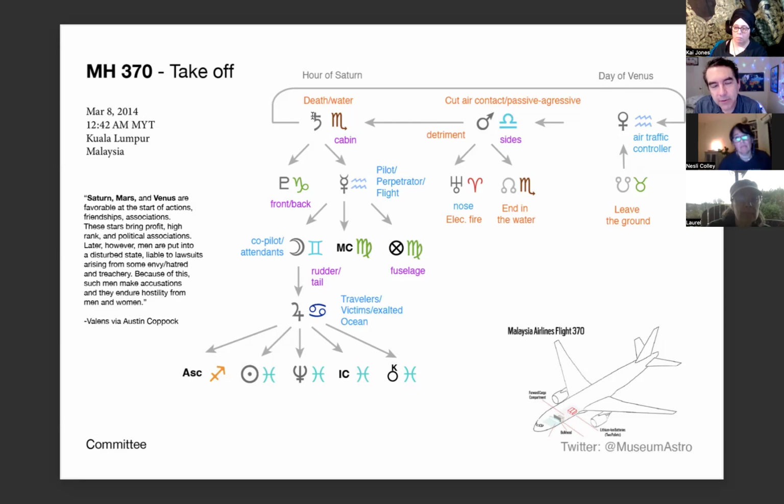We have Saturn, signifier of death, in a water sign. That's not great. And you can go down here. I won't go into the full thing, but I would say that the moon could be the co-pilot or also the flight attendants taking care of the passengers. The passengers here are the ruler of the ascendant. They're the victims. They're exalted in a water sign of the ocean, Cancer. The moon is taking care. The moon's job is to take care of Jupiter, right?